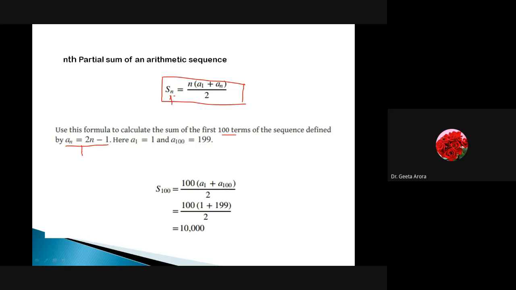So if this is the sequence, I have to put n is 1, and I will get a1 is equal to 1. If I put n is equal to 100, I will get 200 minus 1, which gives me 199. Hence, using these values, the sum of the first 100 terms comes out as 10,000. Correct? Otherwise it would be hard to sum them up. So here we have the formula n by 2 times (a1 plus an), which is the nth partial sum of an arithmetic sequence. Hope you're getting it.